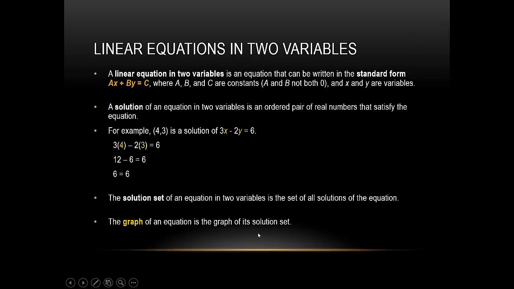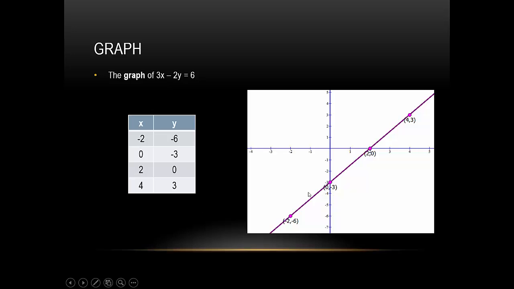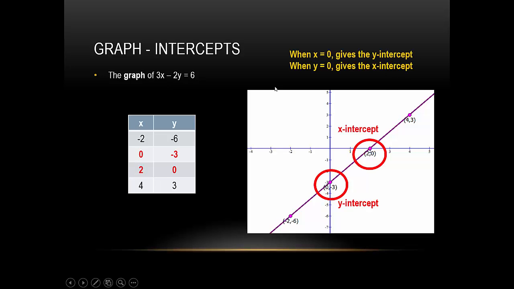Then the graph of an equation is the graph of its solution set. So when you see these graphs, it's all these xy data points, and then we assume it's continuous and we connect the dots. We know some things about graphs. We know about x and y intercepts. A y-intercept is when you didn't go up or down on the y-axis, so your y is 0. The x-intercept is where you didn't go left or right, so x would be 0.